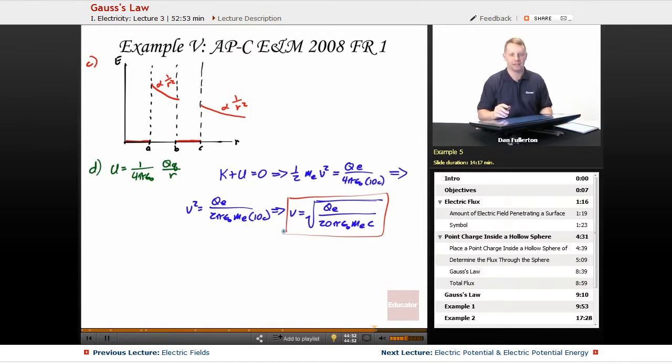All right, so D might be a little tricky if you haven't gotten to the potential energy piece in electrostatics yet. We'll get there in a couple lectures. But the rest of it, pretty straightforward application and great practice for Gauss's law. All right, let's do one more free response problem here.